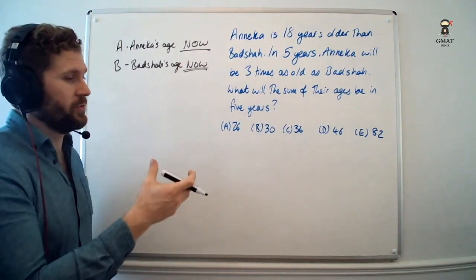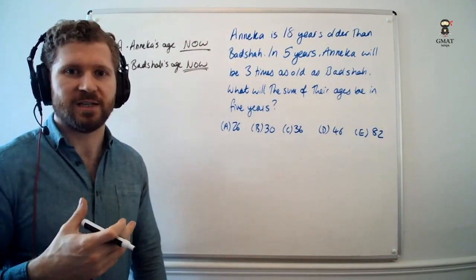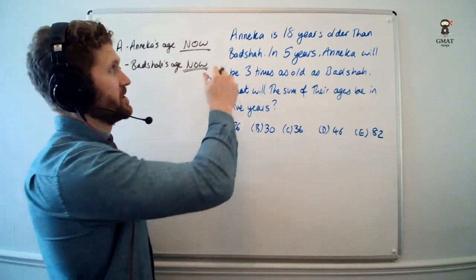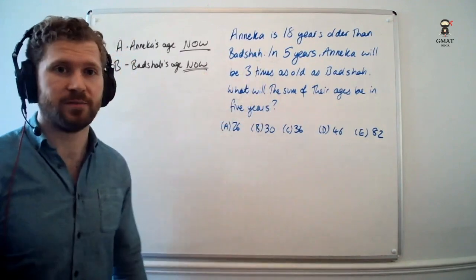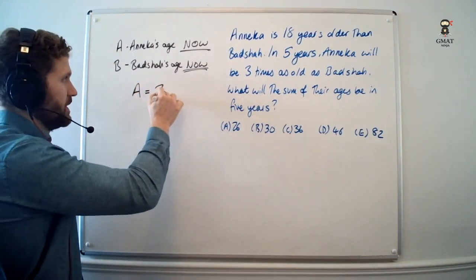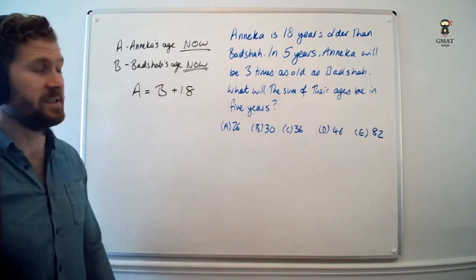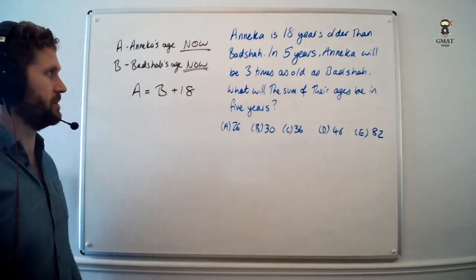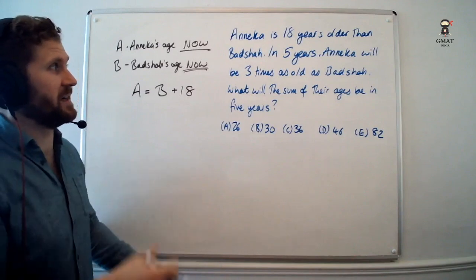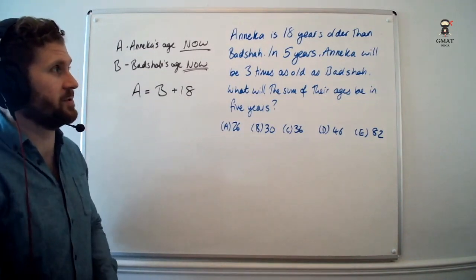And so we can work through this question sentence by sentence, going very literally. So this first sentence: Annika is 18 years older than Badsha. I can turn that into algebra by saying A is B plus 18. Annika is 18 years older than Badsha. Get into the second sentence: in 5 years, Annika will be 3 times as old as Badsha.